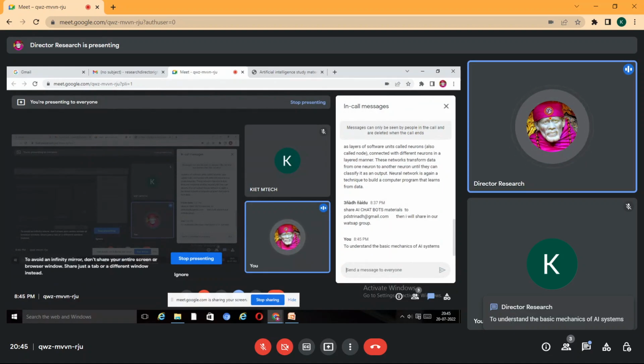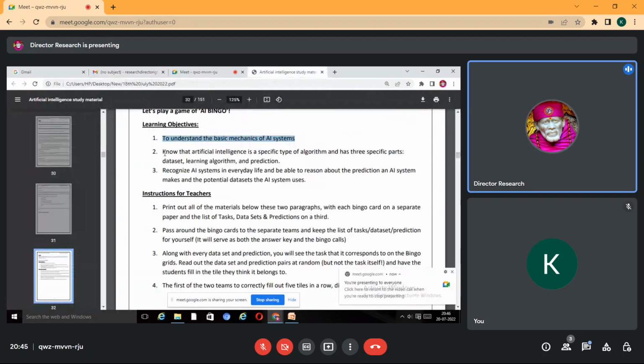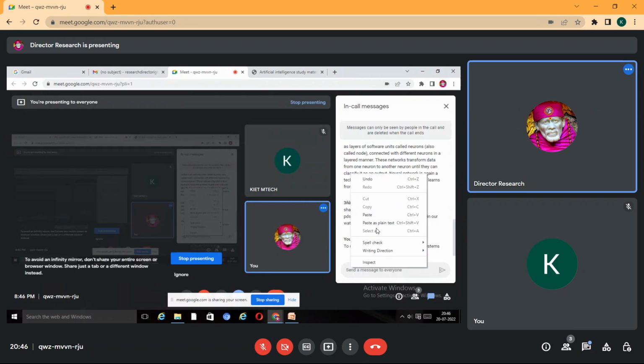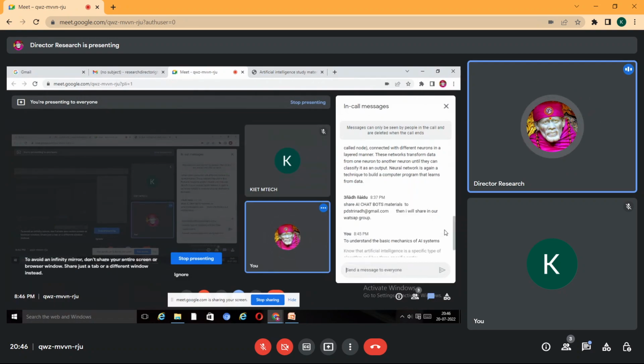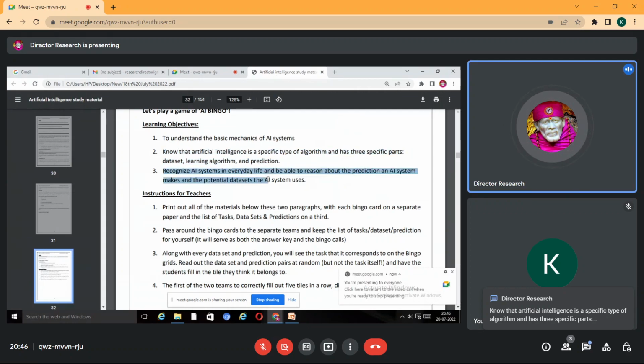To understand the basic mechanics of AI systems. Know that artificial intelligence is a specific type of algorithm and has specific parts: dataset, learning, algorithm, and prediction. Recognize AI systems every day, like reasoning to prediction, and the potential datasets that an AI system uses.